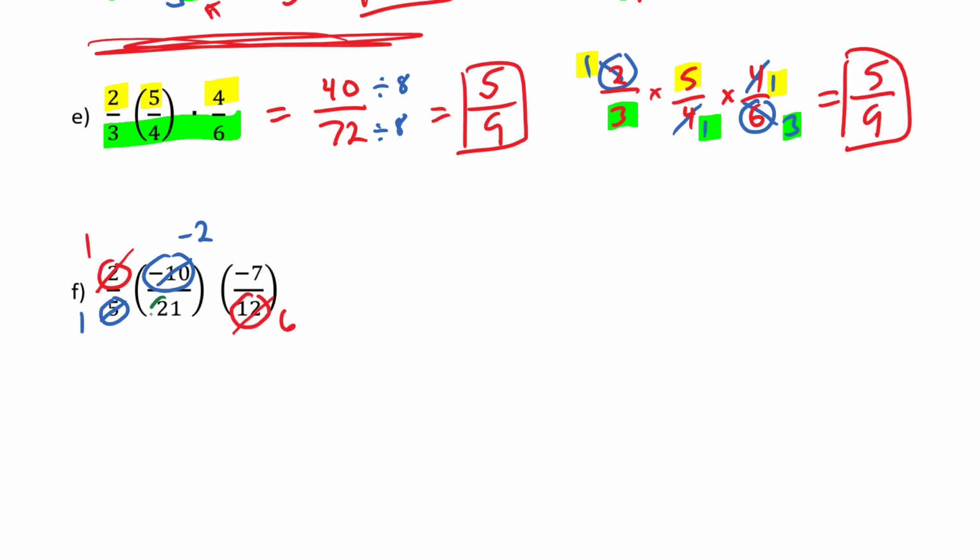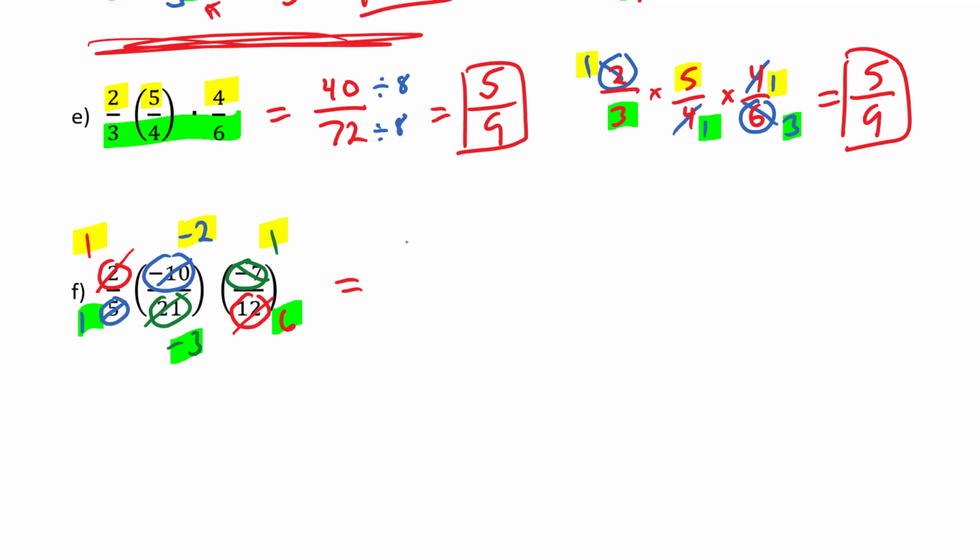Lastly here, we can compare 21 and minus 7. How many times does minus 7 go into 21? It goes in minus 3 times. How many times does minus 7 go into minus 7? Goes in 1 time. So here, I can multiply these values together and these values together.